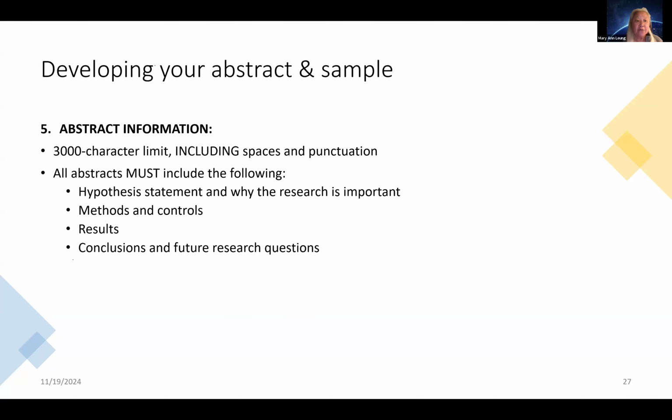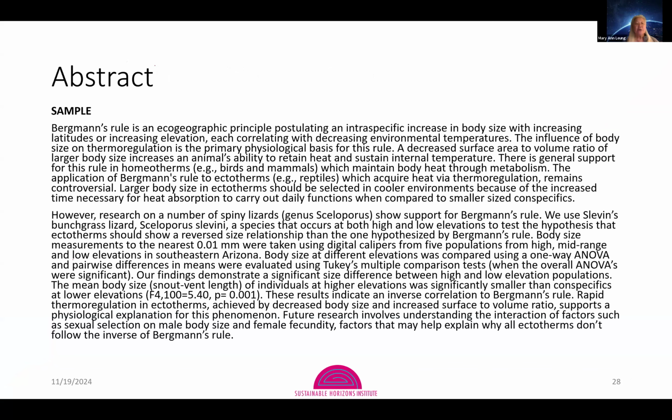The abstract itself is limited to 3,000 characters, including your spaces and punctuation, and really needs to include your hypothesis and why your research is important, as well as your methods and controls, your results and conclusions, and future research questions. So here's an example of an abstract. It's a little bit long. This is a little longer than we typically see, but it is an actual abstract that came through.